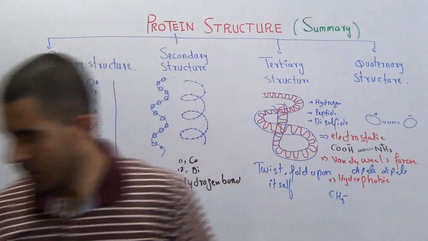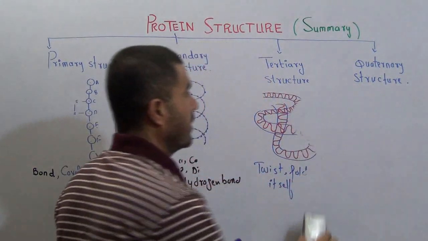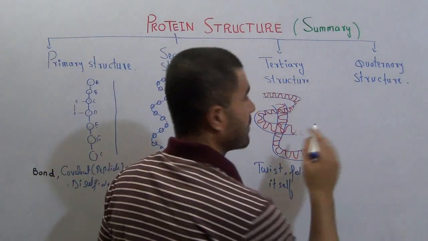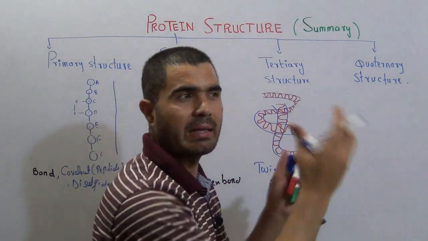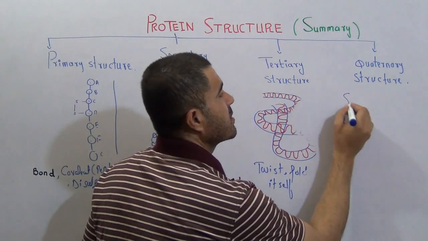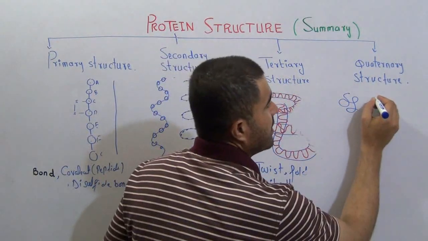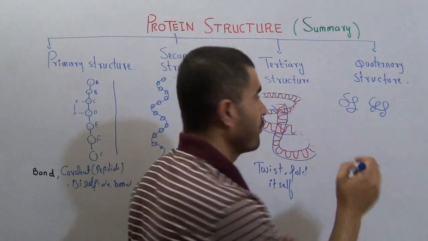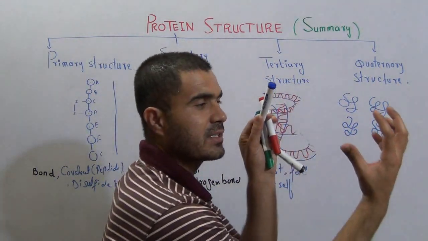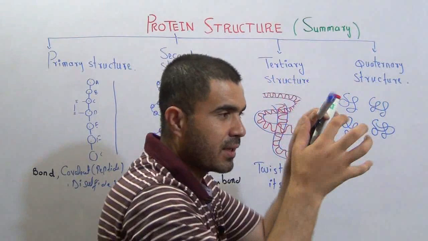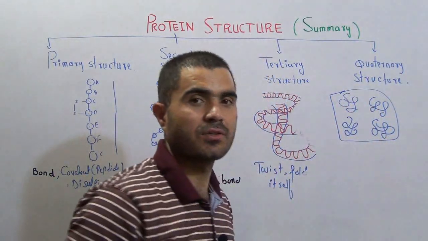And the fourth one is quaternary structure. Quaternary structure is a little bit more complex than the tertiary structure. In quaternary structure, you see a combination of more than one tertiary structure. Let's suppose this is one tertiary structure, a polypeptide bent and folded upon itself, and when there is another tertiary structure, two or three or four, let's suppose there are four tertiary structures, when these four are linked together, they come together, then this whole assembly will be called quaternary structure.